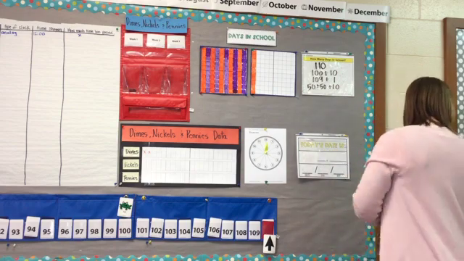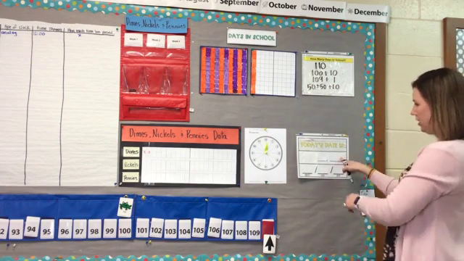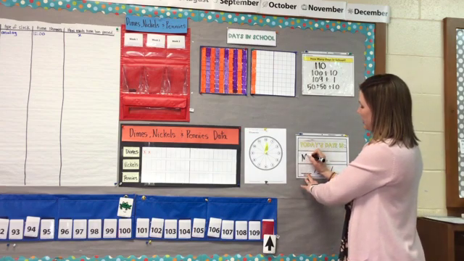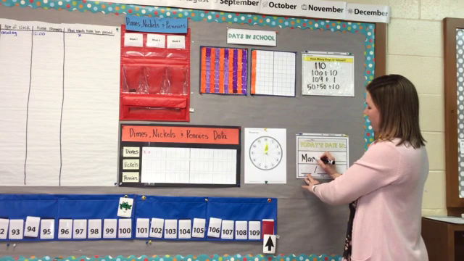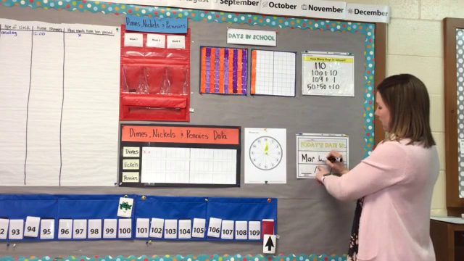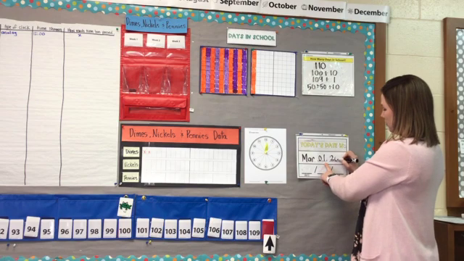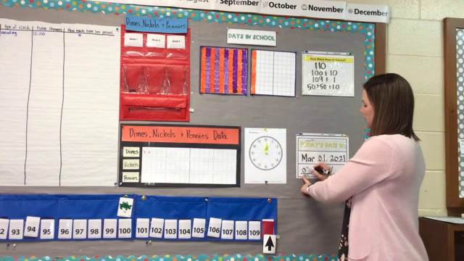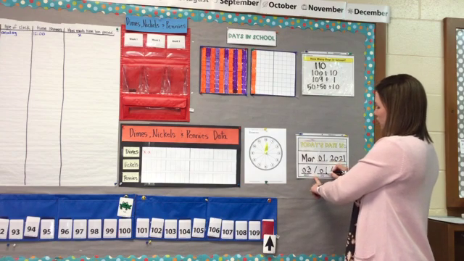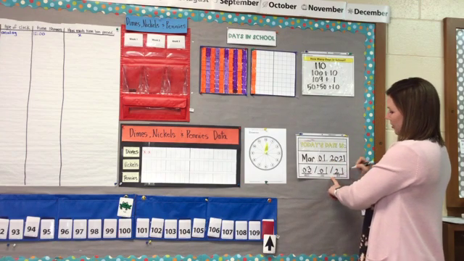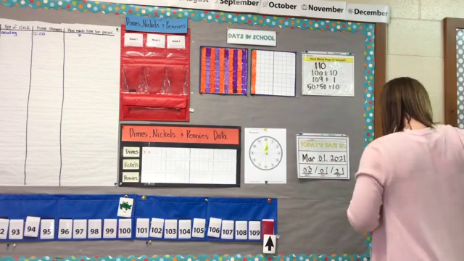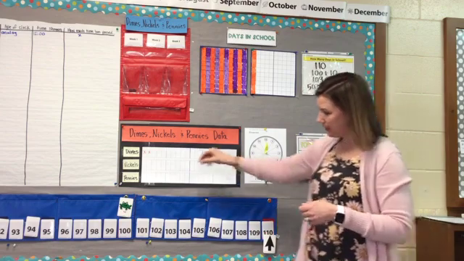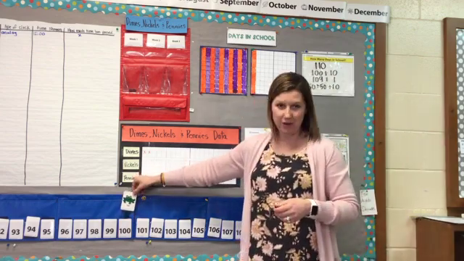On today's date, on our little chart over here, we're in the month of March. So if we want to abbreviate March, it's M-A-R. So today is March 1st, 2021. So our digital date is 3-1-21.